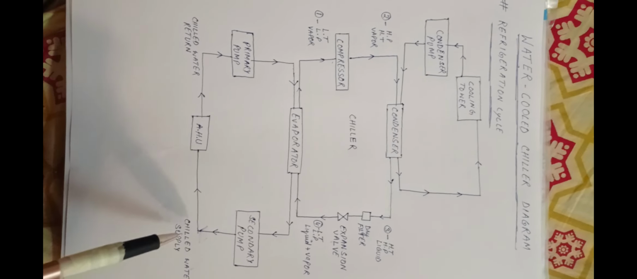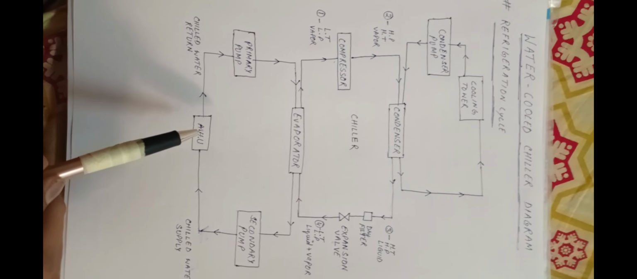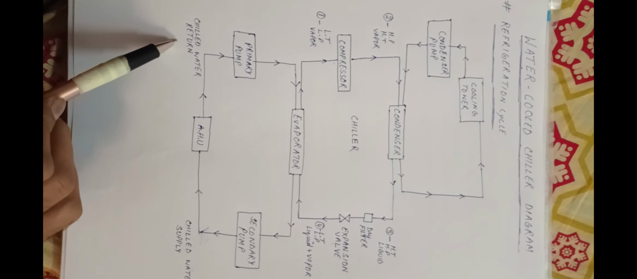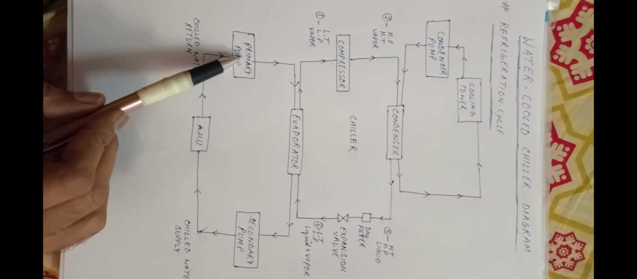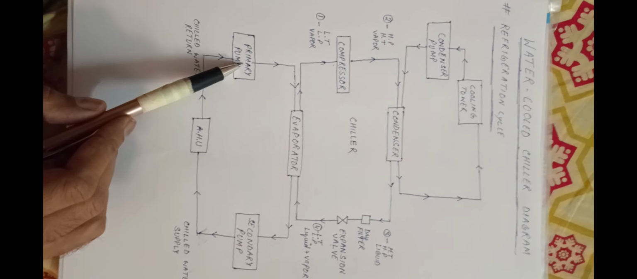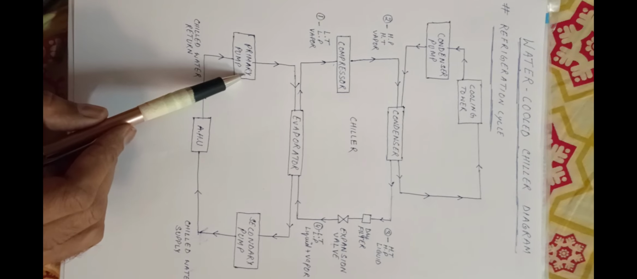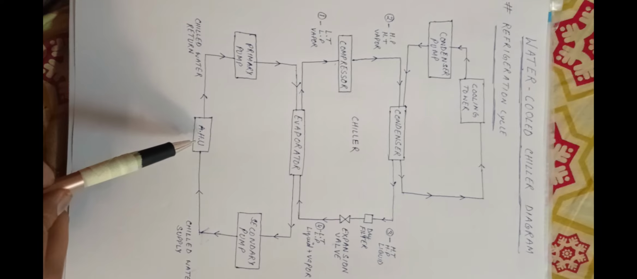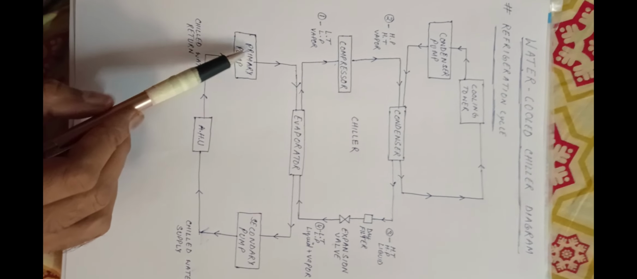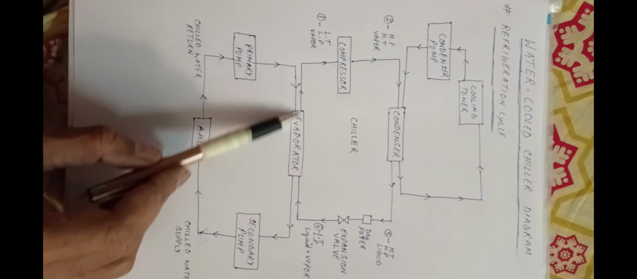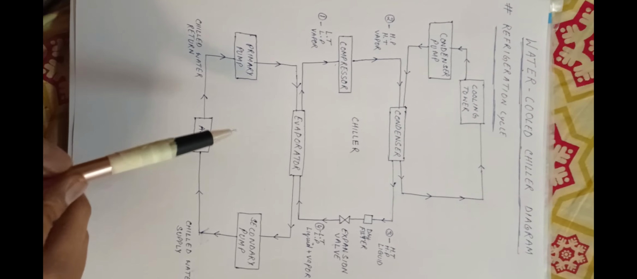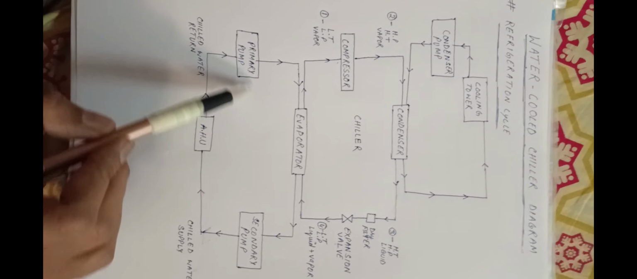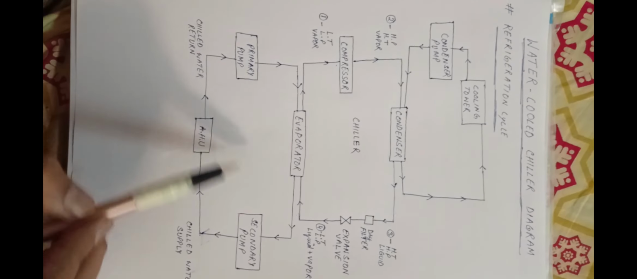The chilled water is supplied to the AHU, and after that the chilled water returns through the primary pump. What is the function of the primary pump? Primary pumps are basically used for suction. The return water from the AHU is suctioned and transferred to the evaporator. This is the major use of the primary pump, also known as the suction pump. So that is the AHU line.